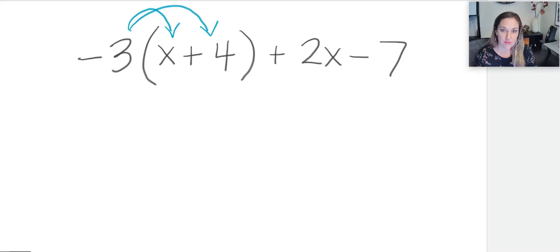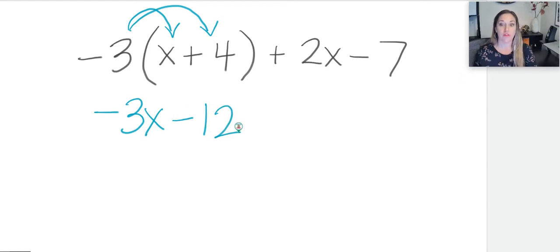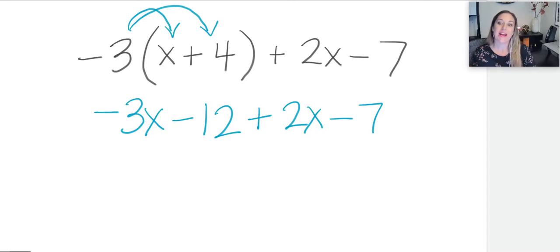So we have negative 3 times x is negative 3x. A negative 3 times a positive 4 is negative 12. And then you simply will rewrite the plus 2x and the minus 7. And now we can clean that up a little bit, right?